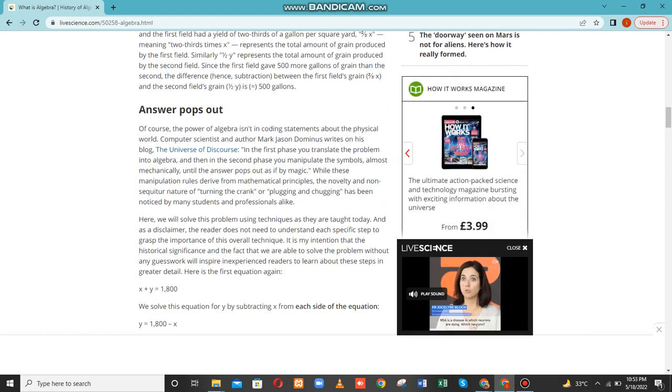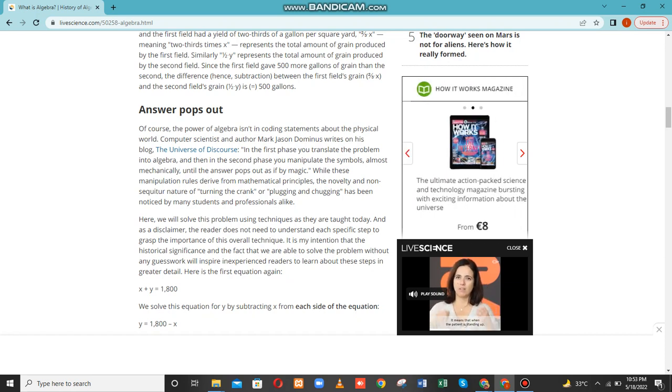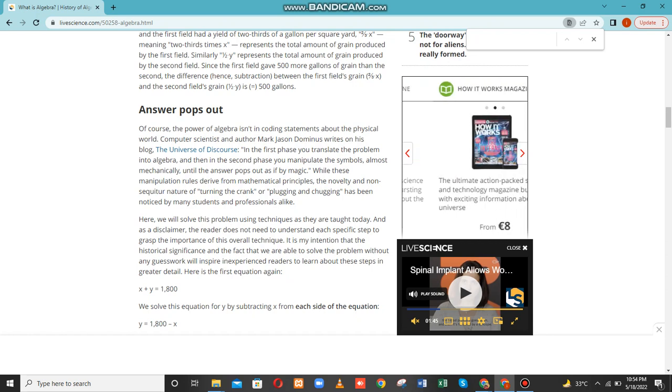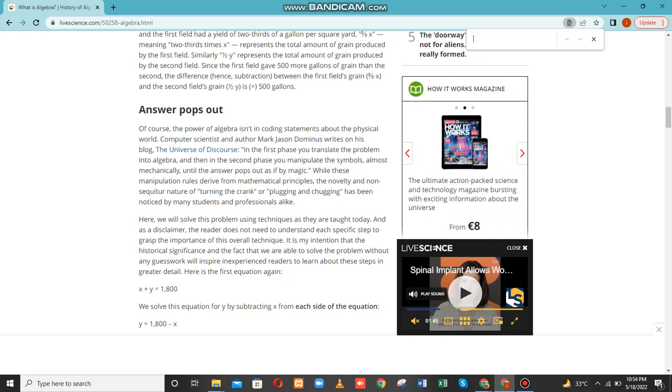Of course, the power of algebra is not in encoding statements about the physical world. Computer scientist and author Mark Jason Dominus writes on his blog, The Universe of Discourse: in the first phase, you translate the problem into algebra, and then in the second phase, you manipulate the symbols almost mechanically until the answer pops out as if by magic. While these manipulation rules derive from mathematical principles, the novelty and non-scripted nature of turning the crank or plugging and chugging has been noticed by many students and professionals alike.